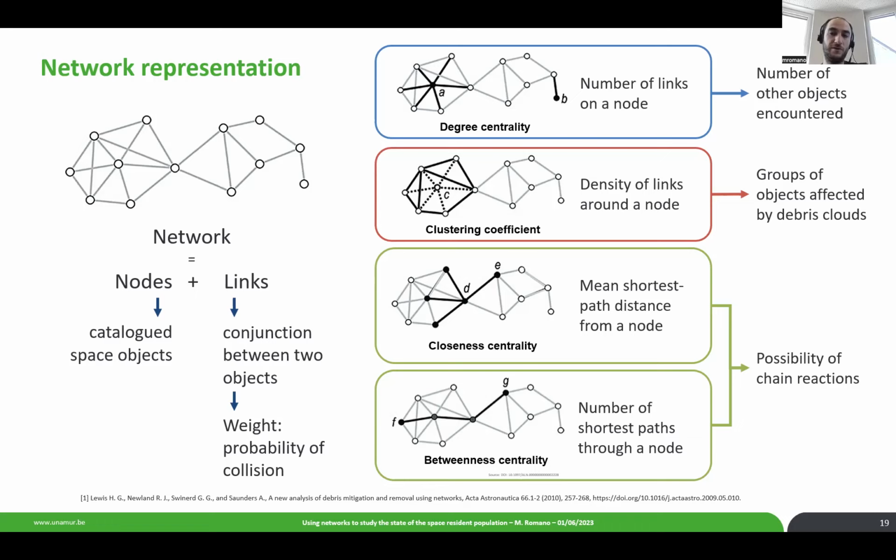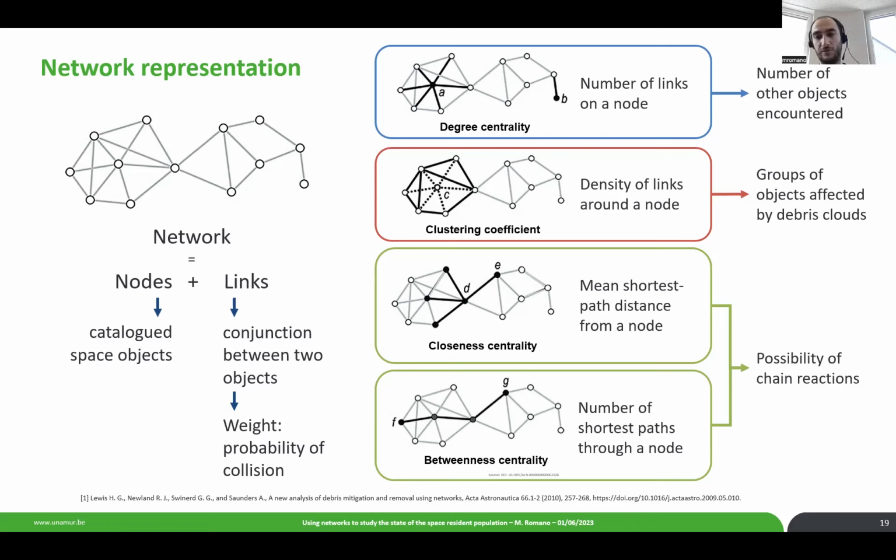For example, the degree of a node is the number of links, the number of edges that are connected to the node, which represents the number of encounters that the object represented by the node has in our time span. So the higher the degree, the higher the number of conjunctions, and the higher the risk of collision with something else.